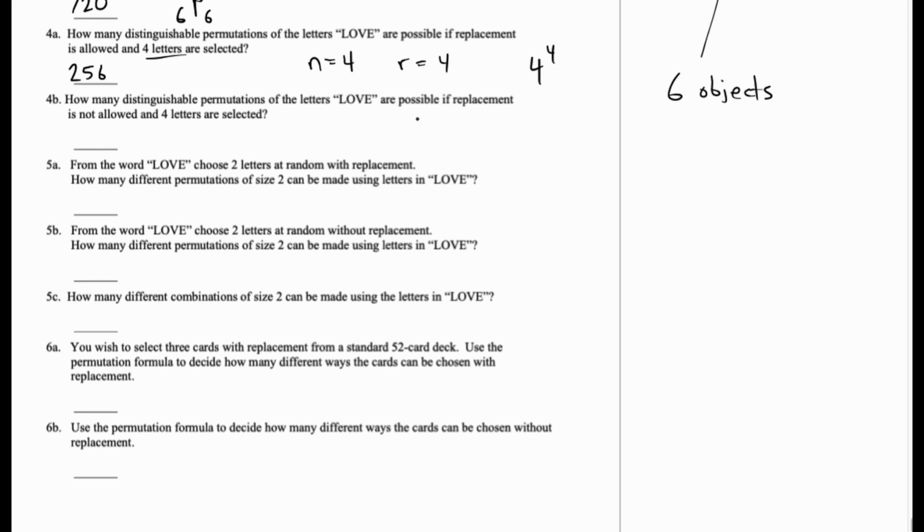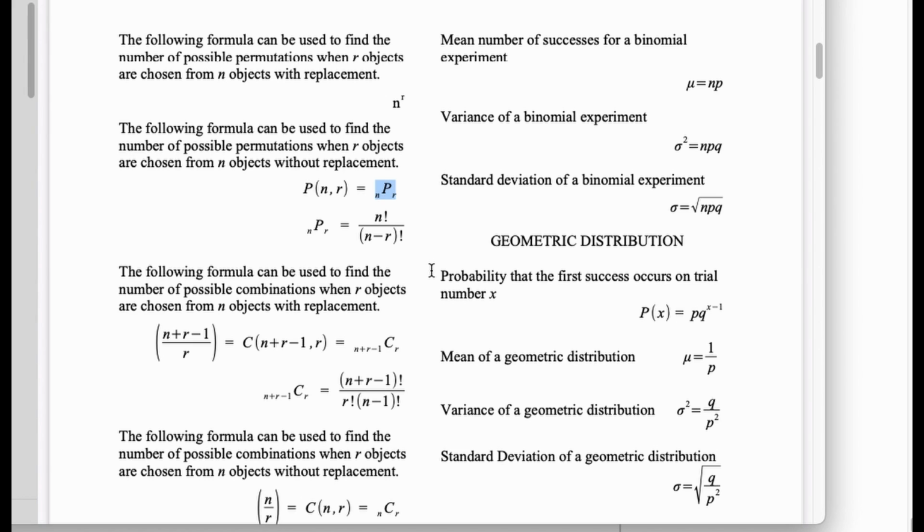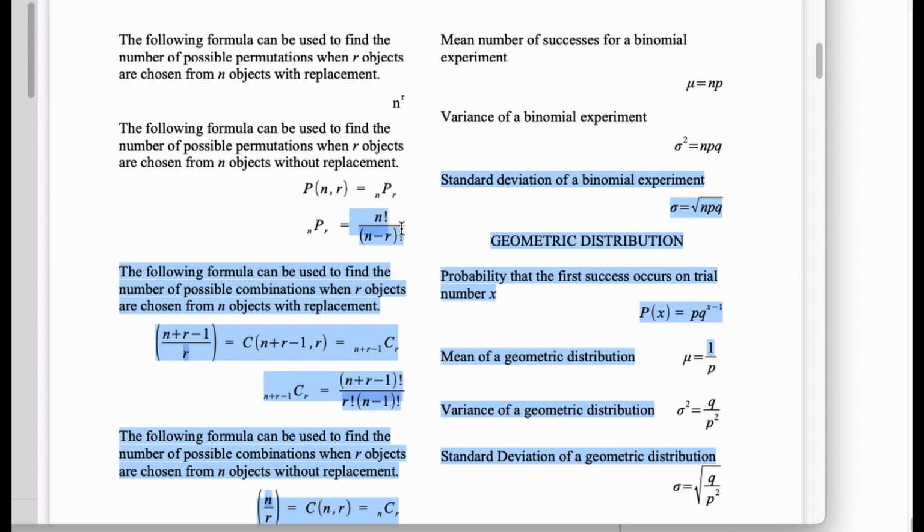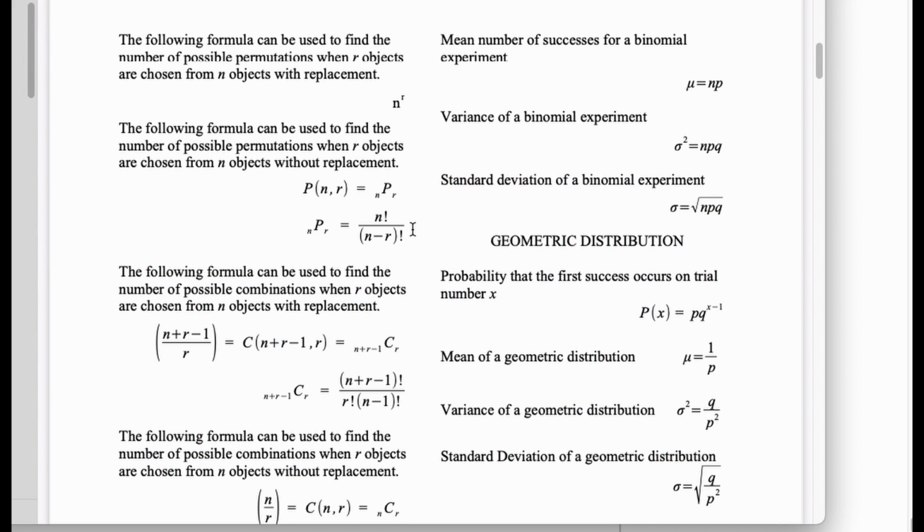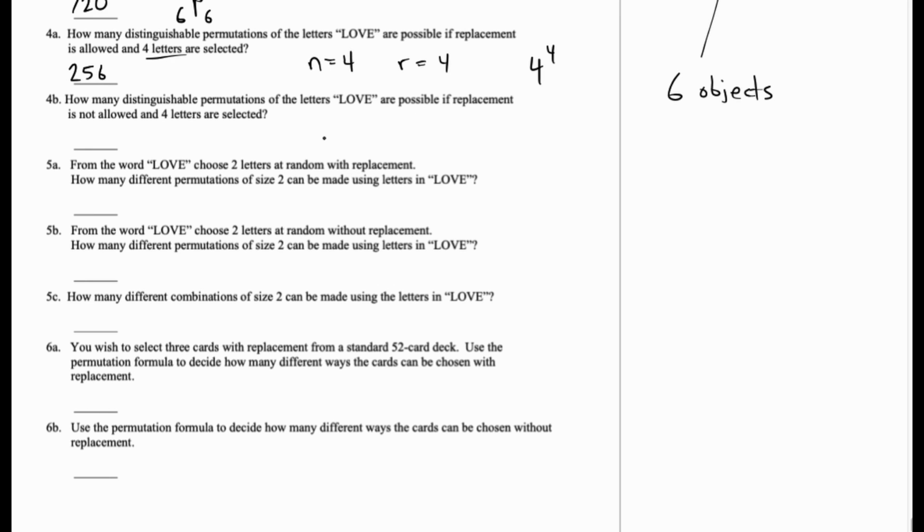Now they're saying, what if you do it again but without replacement of the letters? Now you don't really ever have to use this version of the formula with the factorial, that's the exclamation mark, because your calculator can just calculate it. But that formula just shows how the calculator is doing it. And I'll just give an example of that in this 4b. So the formula is nPr. We want 4P4 for this one.